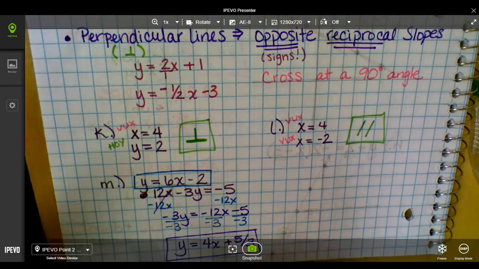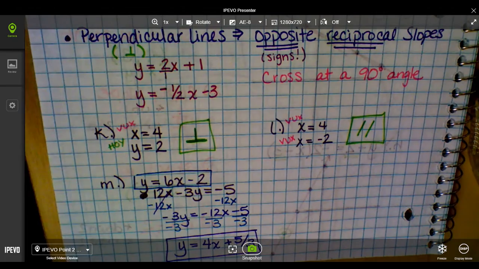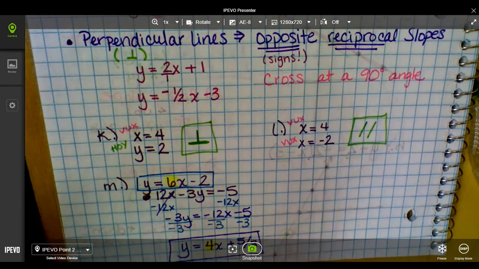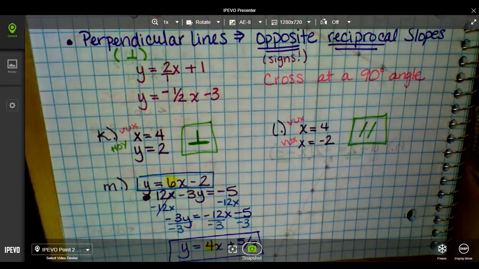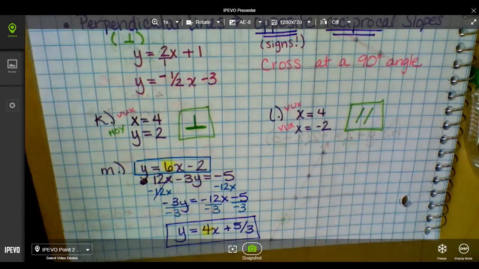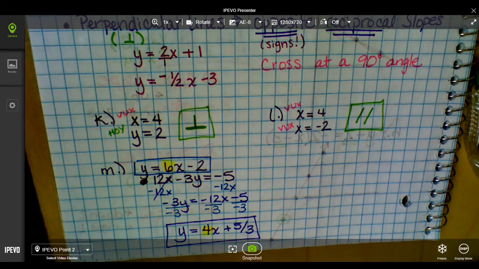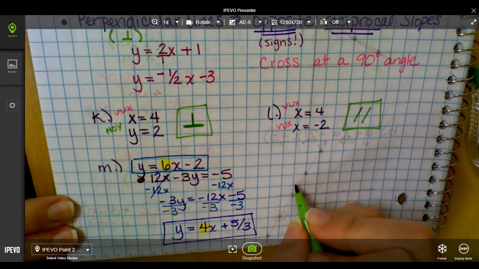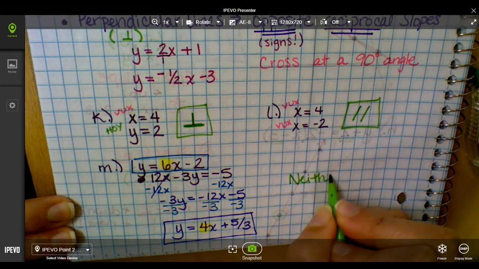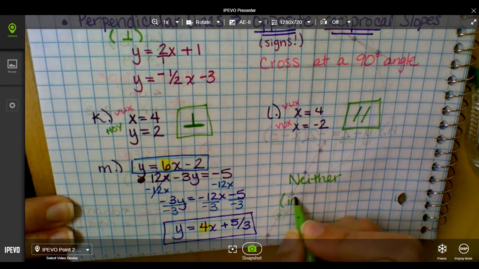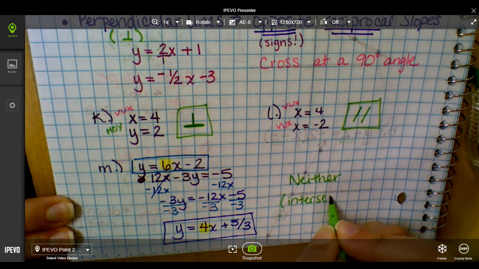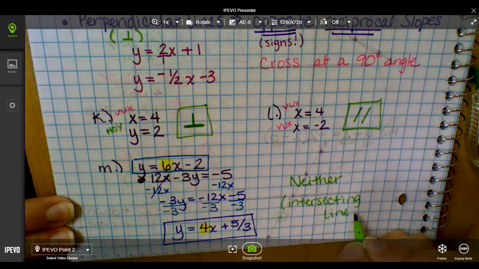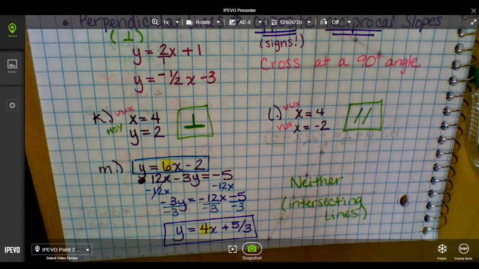And again, all I need to compare are the slopes. So since this one has a slope of 6 and this one has a slope of 4, oops, sorry, meant to put that down. That means that they are not the same. They are not opposite reciprocals of each other. So these are neither. And that just means that they are going to be some sort of intersecting lines. They're just going to cross at some point, but they're not necessarily going to cross at a 90-degree angle.